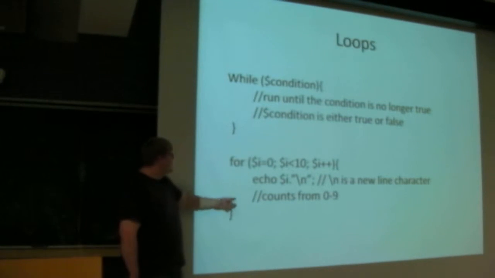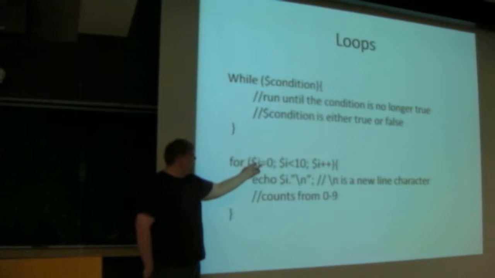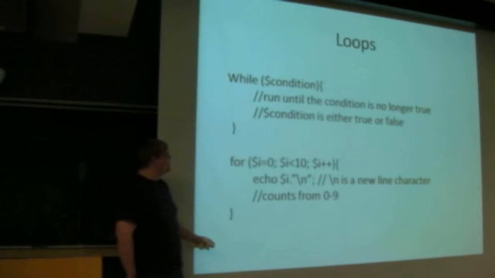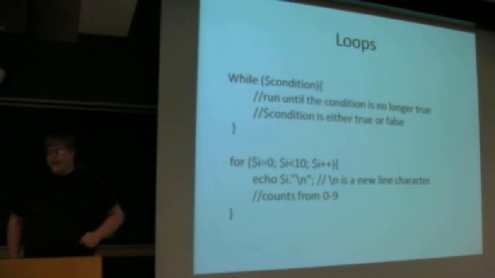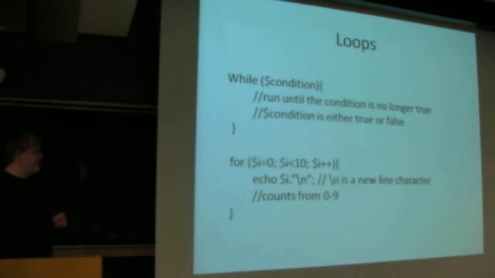So, and then I echo out whatever I is, so this will print out 0, 1, 2, 3, 4, 5, 6, 7, 8, and 9. Just like it's counting. And that \n on operating systems is the new line character, so it's basically the same as hitting enter.